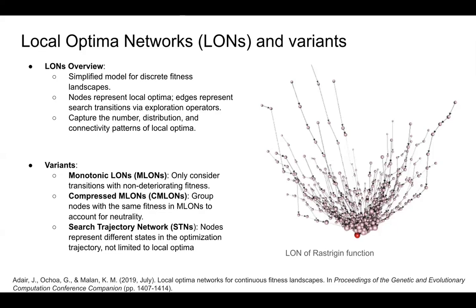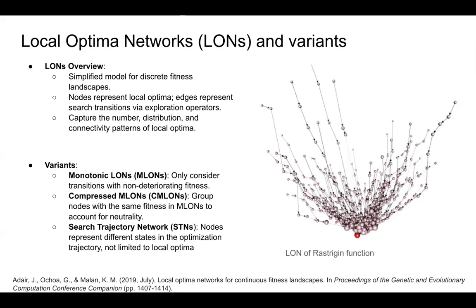What they are doing is that nodes represent local optima, and edges represent search transitions via exploration operators. So they capture the number, distribution, and connectivity patterns of local optima. You can see here how the string functions look. Local search is run, local optima are found, and you connect them. And then there are different variants of this local optima network, because first they were invented for combinatorial optimization, and then they needed to be adapted to continuous optimization.